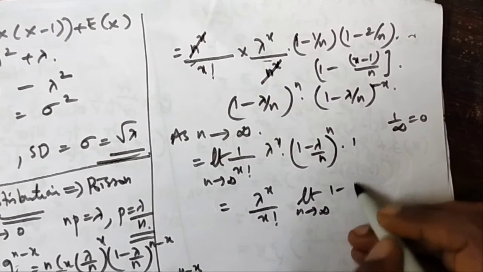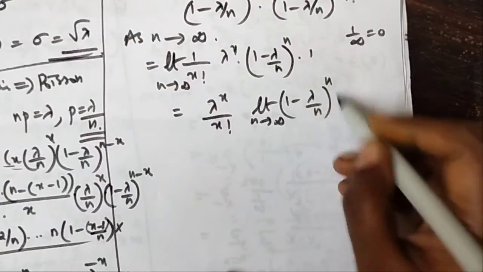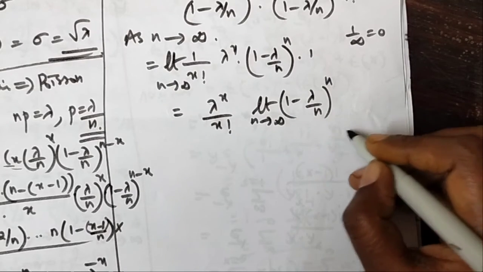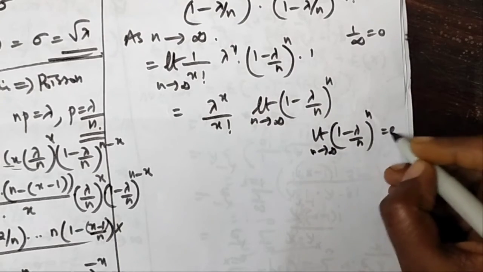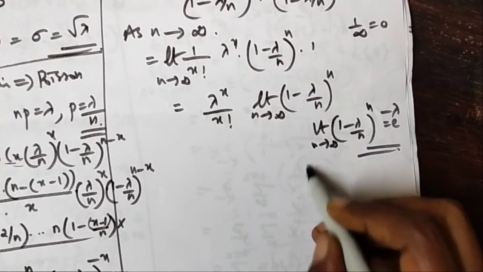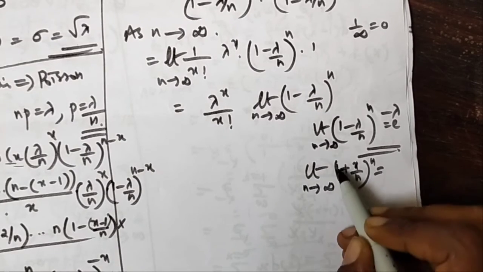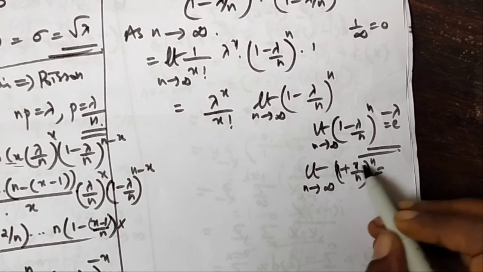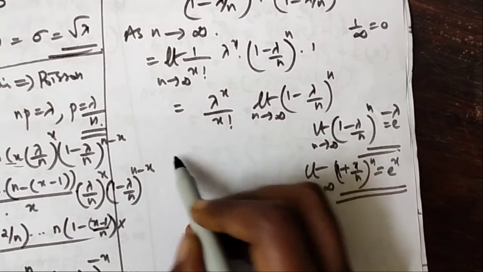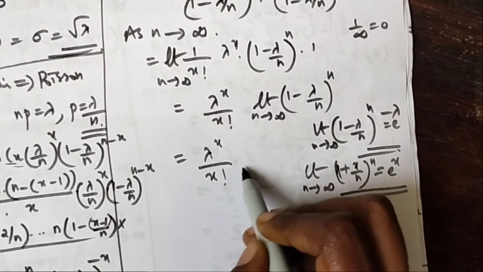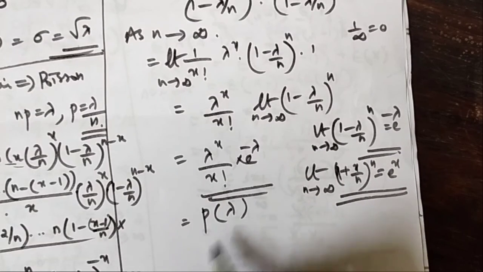The limit as n tends to infinity of (1 minus lambda by n) the whole raised to n, if we do this using L'Hospital's rule, as n tends to infinity it will be e raised to minus lambda. Or we can learn this as a formula: (1 plus x by n) the whole raised to n is e raised to x. So here in the place of x it is minus lambda. So it is lambda raised to x by x factorial into e raised to minus lambda. So this is the PDF of the Poisson distribution.